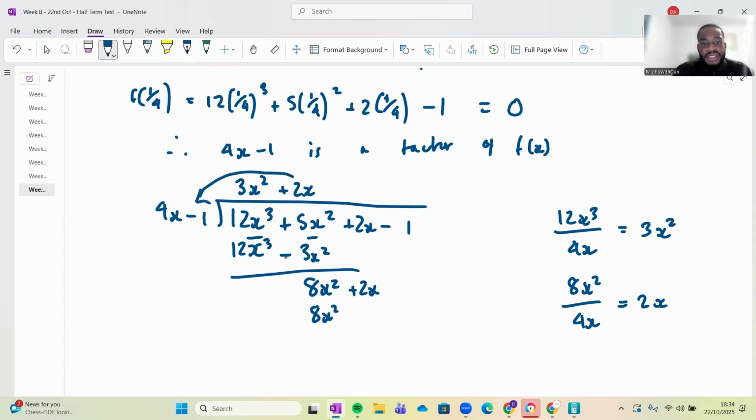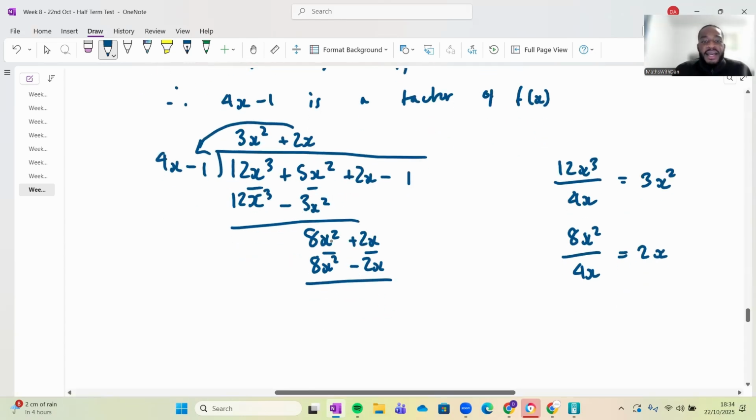2x times minus 1 is minus 2x, like that. Again, take away 8x squared, x squared, those cancel. 2x minus minus 2 is 2 plus 2, which is 4, so that's a 4x there. And then bring that minus 1 down.